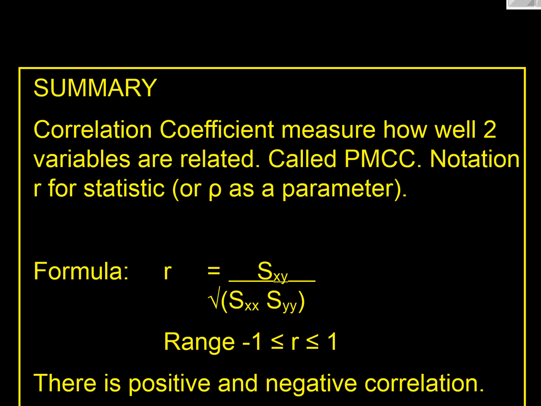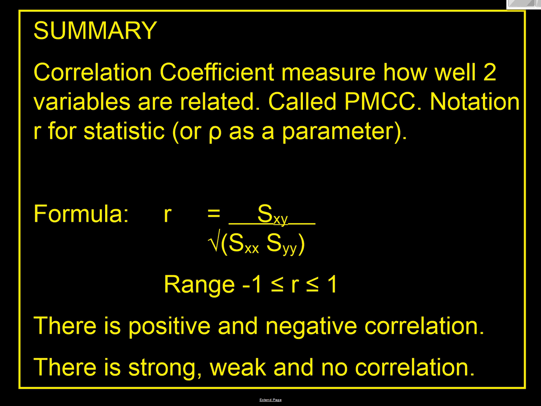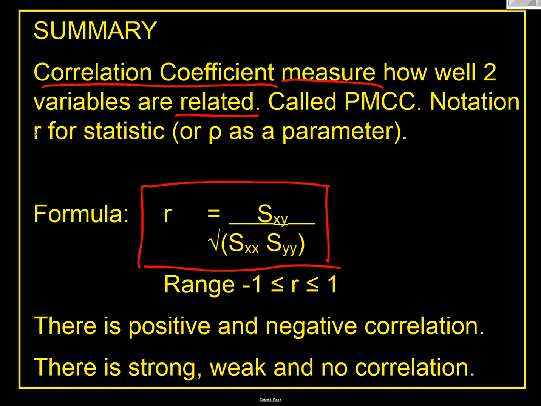Okay. So here's a quick summary of this topic. Our correlation coefficient measures how well two variables are related. Here's the formula for it, and we can get that out of our calculator. The usual notation for it is R if it's a statistic, that is if we've just calculated it for some data. But if we were using it as a parameter in a distribution, we'd call it rho, a bit like we would mu for the mean of a population and x bar for the value of a statistic.